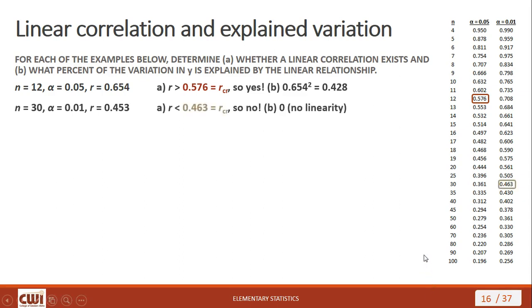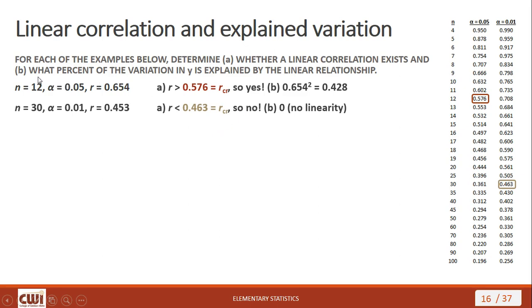Okay, I hope you said there's no linear relationship here, because for a 1% significance level and 30 samples, we get a critical value of 0.463. Notice that 0.453 is just less than that. Because we're less than our critical value, there is not sufficient evidence to conclude a linear relationship exists, so we have to say no.